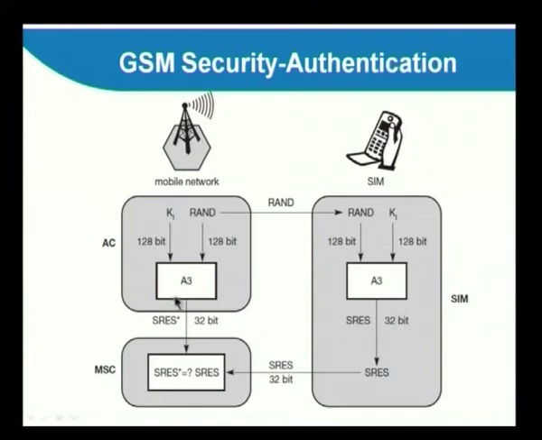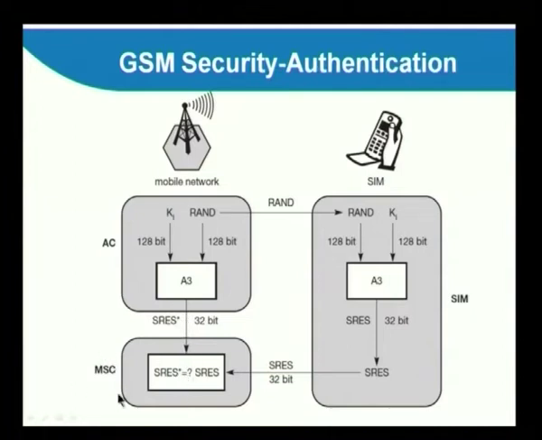Now A3 is used in the authentication center, and using the values of KI as well as the RAND value, the network will generate the SRES. The SRES generated by the network is marked with a star symbol. Using the same algorithm, which is already available on the SIM card, the SIM card generates the SRES using the RAND as well as the identification key KI. Now both the SRES as well as SRES star are given to the visitor location register.